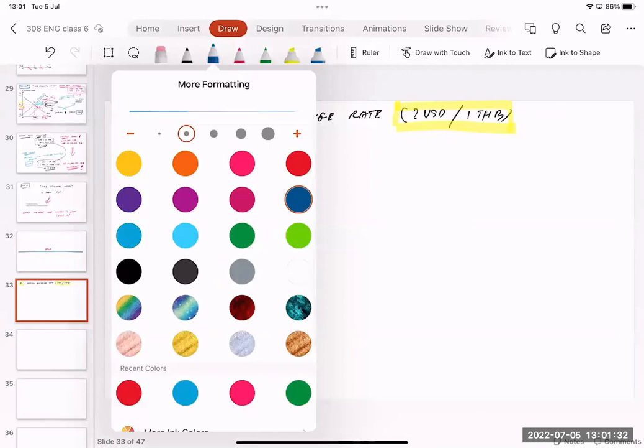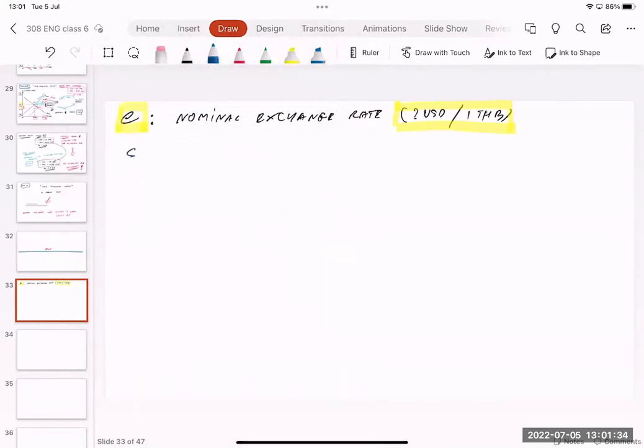Today I'm going to talk about epsilon. We call it epsilon. Epsilon is going to stand for real exchange rate. Be careful because it's different. We have nominal exchange rate, but today we're going to talk about real exchange rate. What is it all about?